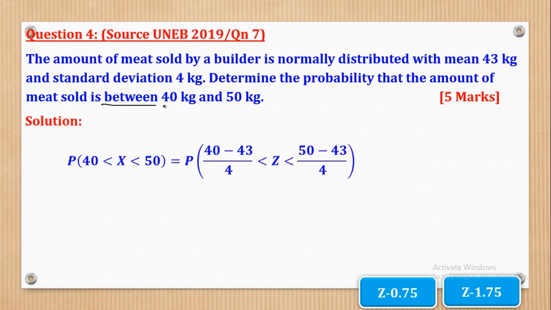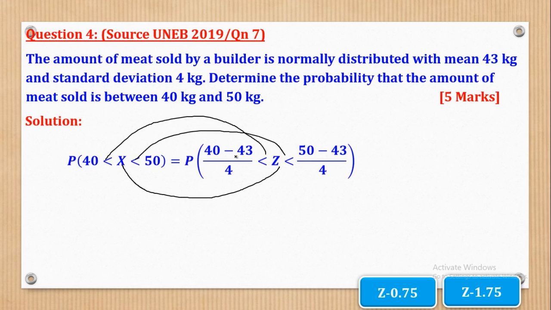Therefore, between 40 and 50 is expressed in this way, that x is greater than 40 but less than 50. Then, like we have always done, the first thing to do is to standardize. So you have to change x to z. The inequalities are maintained here and here.